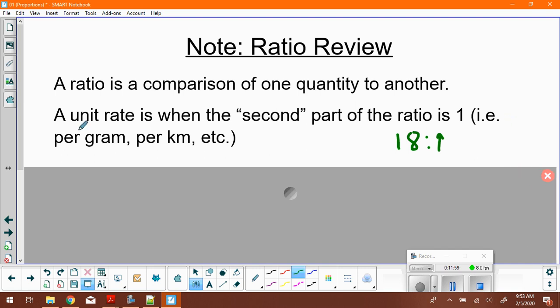If I divided both of those by 9, that would be 2 to 1. There are 2 males for every female, 2 guys for every girl. So the unit rate would be what I just basically said there: 2 males per female is how the ratio sets up in the class, approximately.